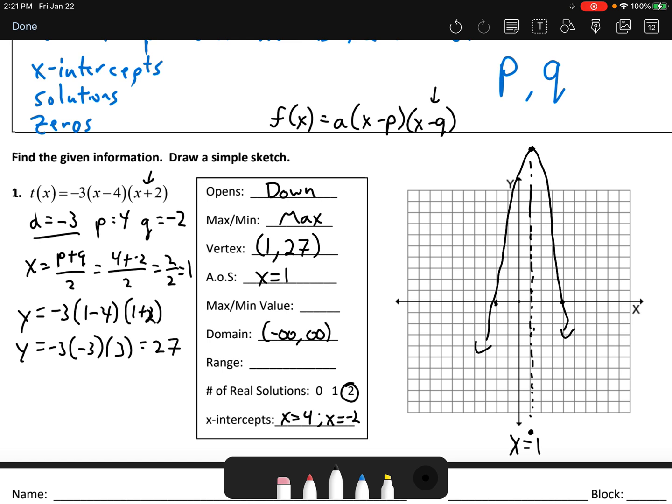So our vertex is 1, 27. So our max value is 27. Way up here, 1, 27. And then our range is negative infinity to 27. Now, I got to check and make sure I did this right. 4 and negative 2. 4 plus negative 2 is 2. 2 over 2 is 1. So 1 minus 4 is negative 3. 1 plus 2 is 3. Negative 3 times negative 3 times 3 is positive 27. So that's correct. Hopefully I don't give you too many like that, because those are going to be really tough to graph, aren't they?